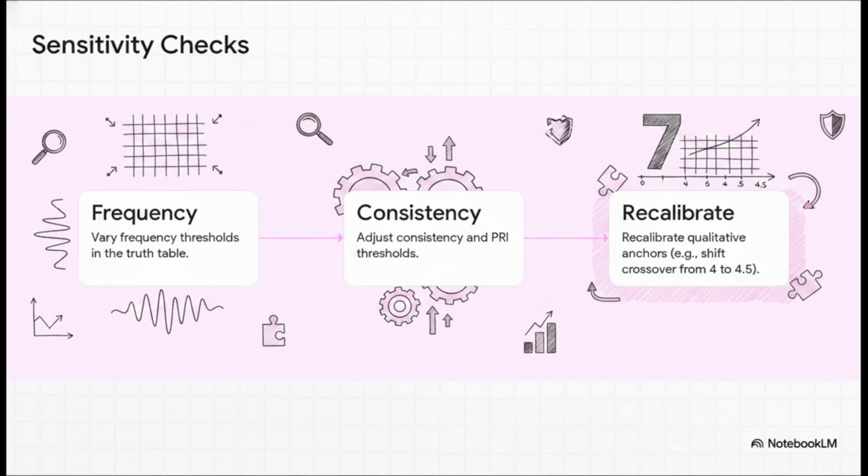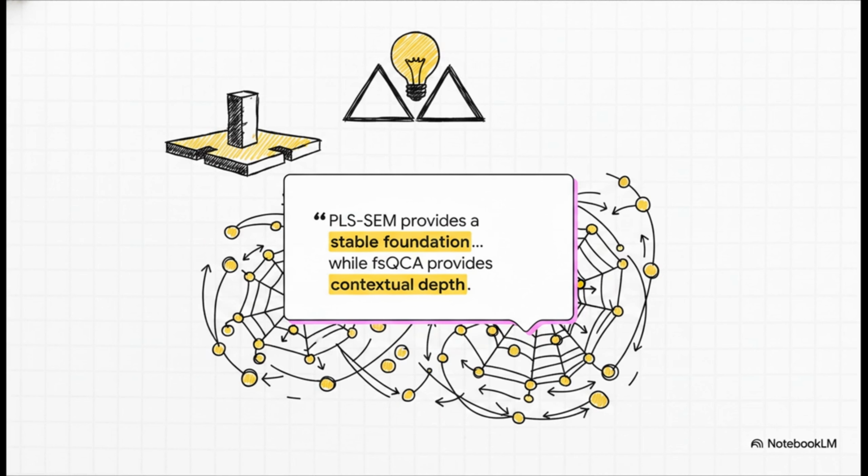First up, vary your frequency thresholds in the truth table. Second, adjust your consistency and PRI thresholds. And third, and honestly, perhaps most importantly, recalibrate your qualitative anchors. So for example, if you used a 7-point Likert scale, show them what happens if you shift the crossover point of maximum ambiguity from a 4 to a 4.5. By running these exact robustness checks, you definitively prove that your core findings remain stable, even under the most rigorous, hostile academic scrutiny.